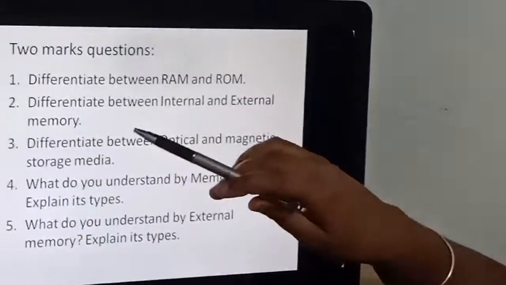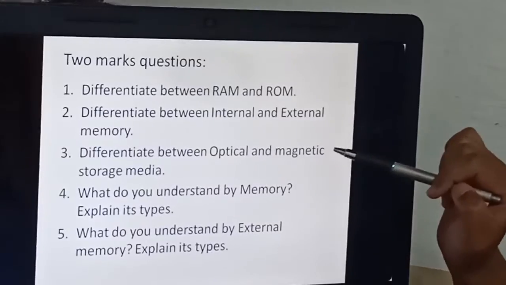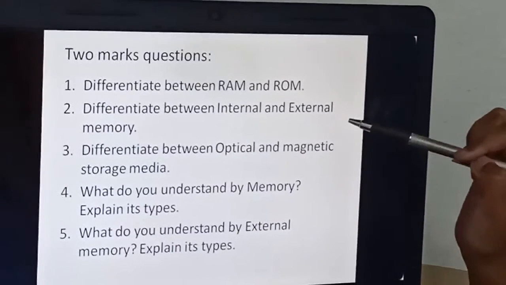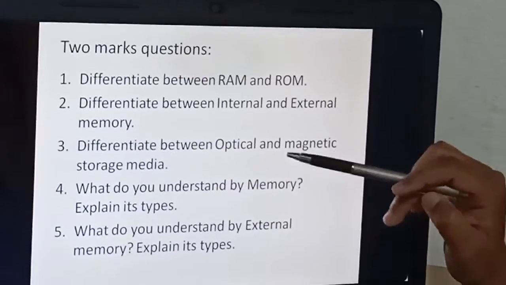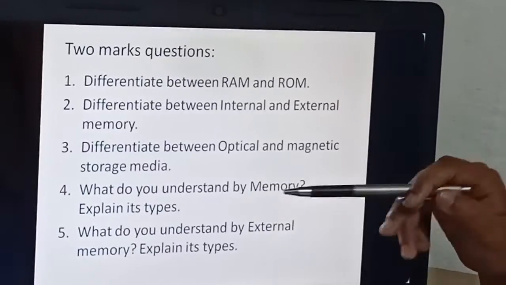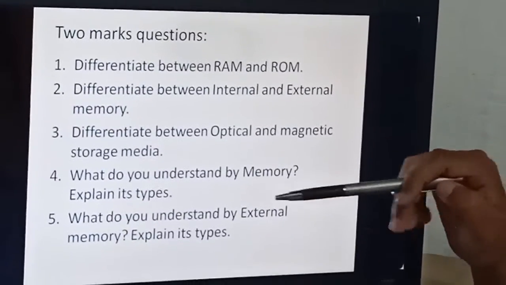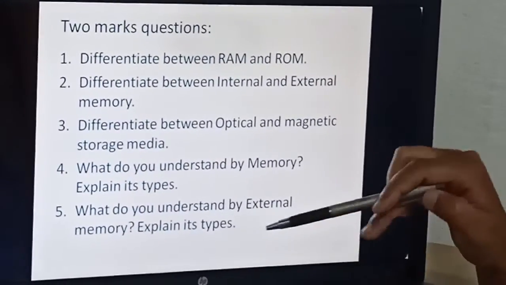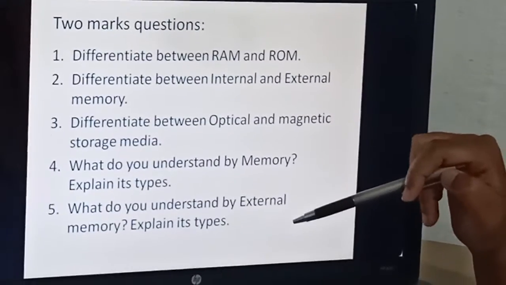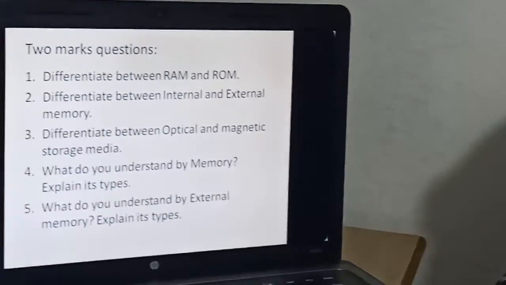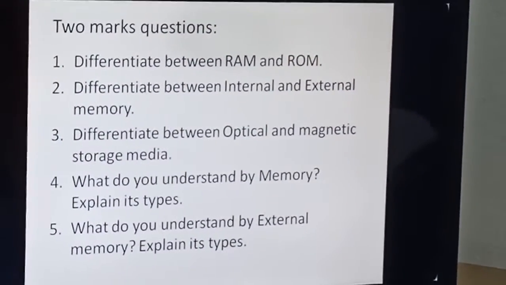Now the 2 marks questions. Differentiate between RAM and ROM. Differentiate between internal and external memory. Differentiate between optical and magnetic storage media. What do you understand by memory? Explain its types. And what do you understand by external memory? Explain its types. Take a screenshot of this and solve these questions on your own.